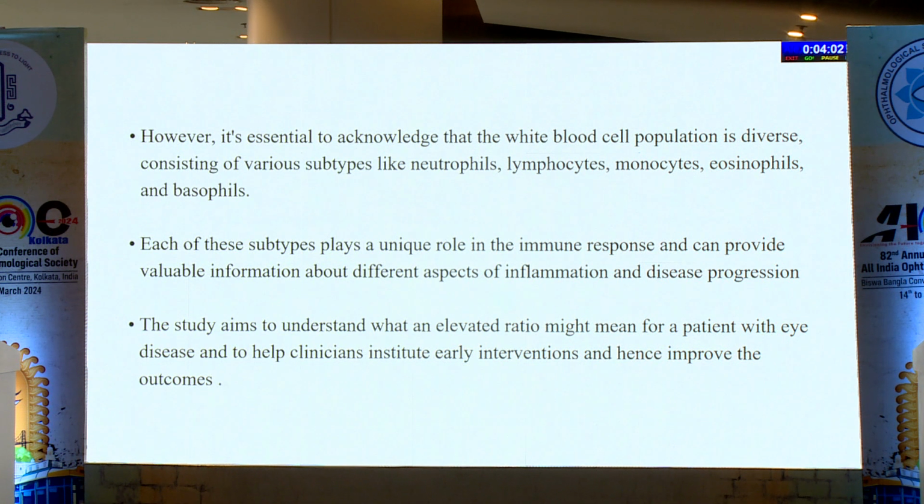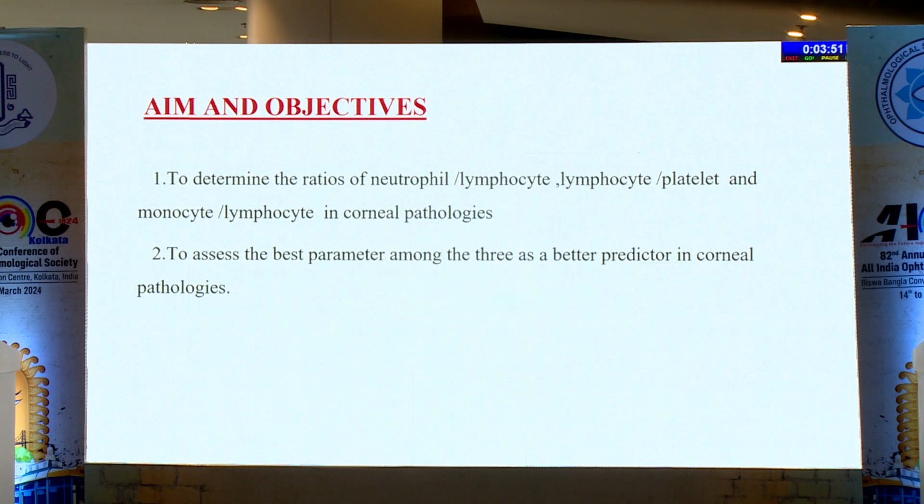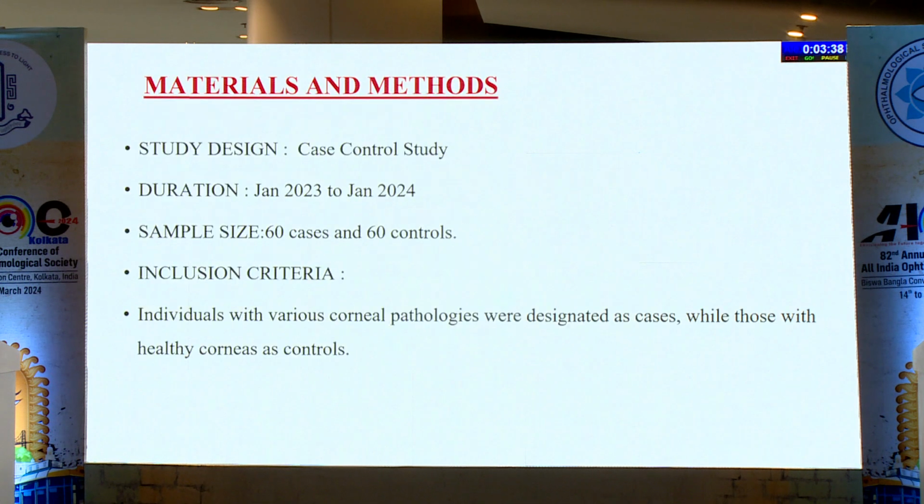This study aims to understand what an elevated ratio might mean for a patient with eye disease and to help clinicians institute early interventions and hence improve the outcome. My aim is to determine the neutrophil to lymphocyte, lymphocyte to platelet, and monocyte to lymphocyte ratios in corneal pathology and to assess the best parameter among the three as a better predictor in corneal pathology. The study design is a case control study. Duration is 1 year. Sample size consists of 60 cases and 60 controls.